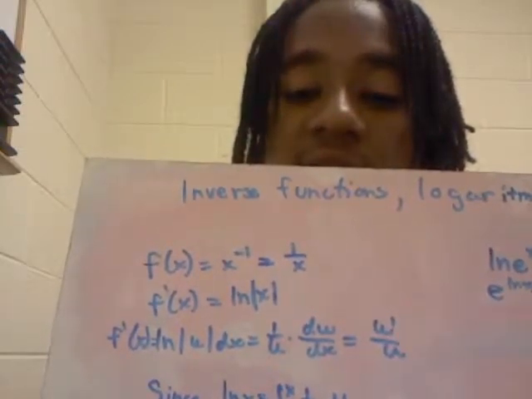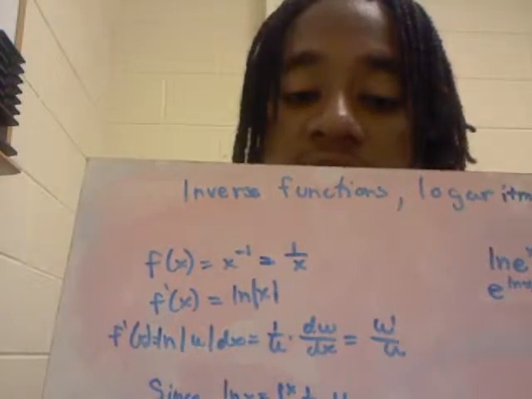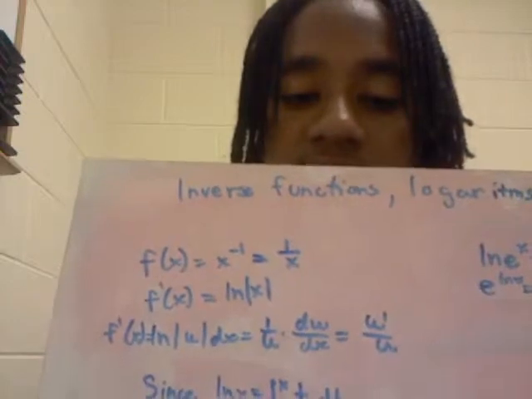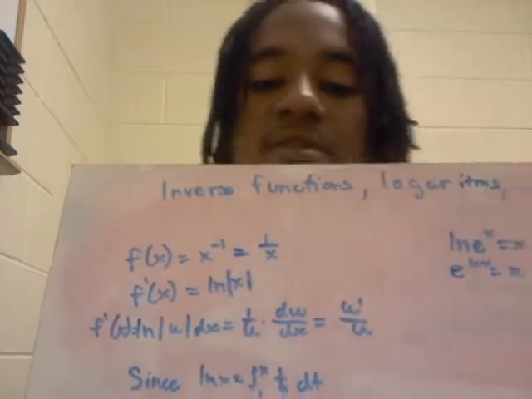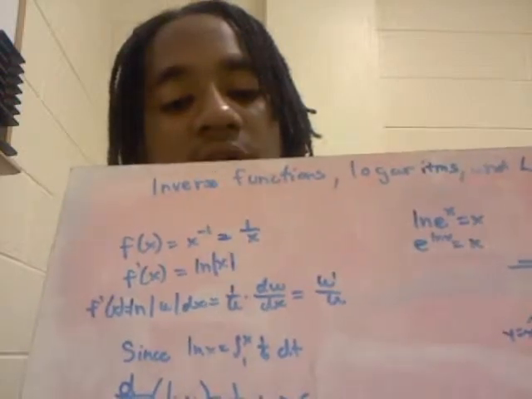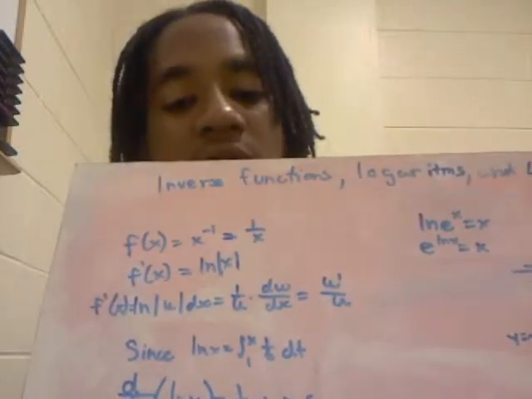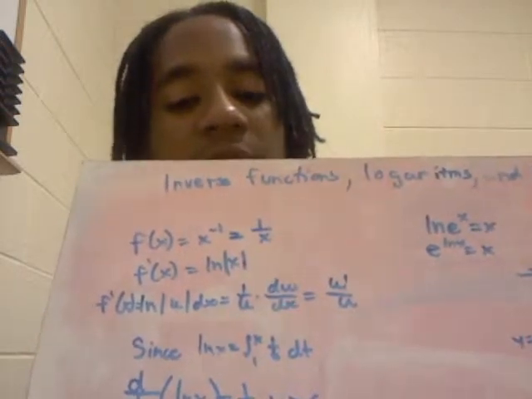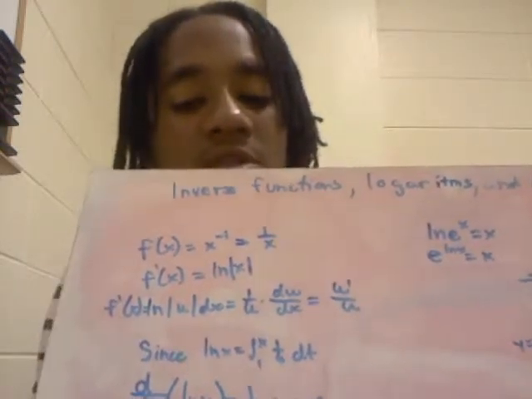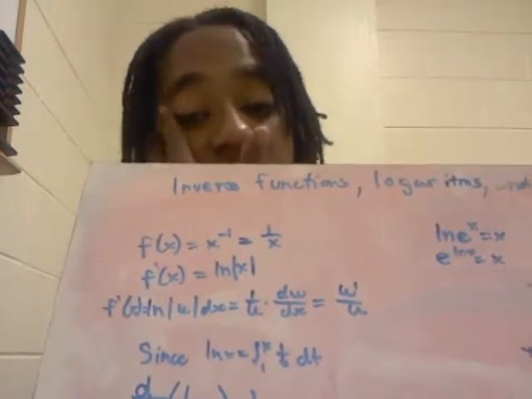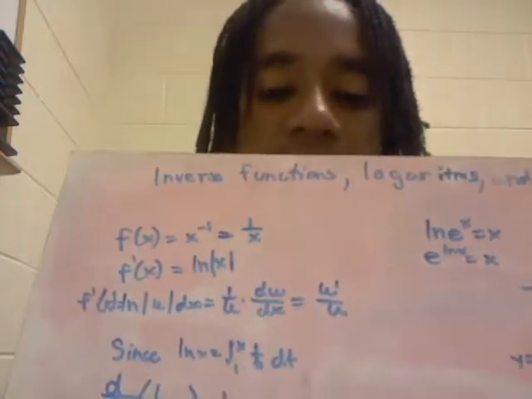Later, to find the derivative of natural log of absolute value of x, we can use u substitution. The derivative of natural log of absolute value of u with respect to x will equal 1 over u times the derivative of u, which is du over dx. And this will equal the derivative of u over u.